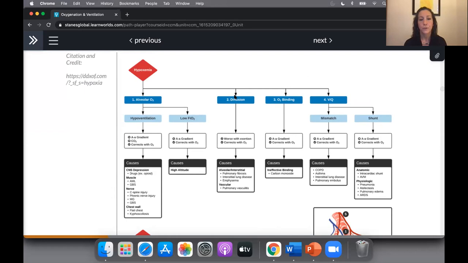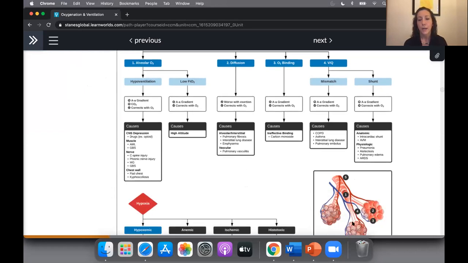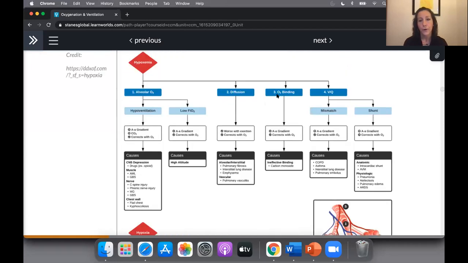Another reason is diffusion problems. You bring oxygen in and it goes into the alveolus, but it doesn't cross from the inside of the alveolus across that cell membrane, across the interstitium, and then into the capillary. Those are diffusion problems. They happen when you have any sort of edema or inflammation or scarring within those parts of the lung. So if you have alveolar scarring, alveolar fluid, interstitial scarring or fluid. For pathology, pulmonary fibrosis, interstitial lung disease, emphysema, pulmonary vasculitis, all of these can lead to diffusion problems and hypoxemia.